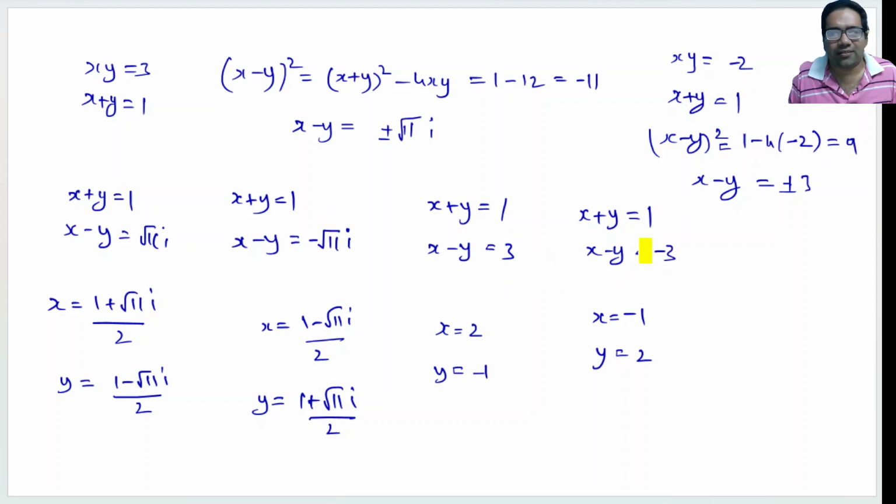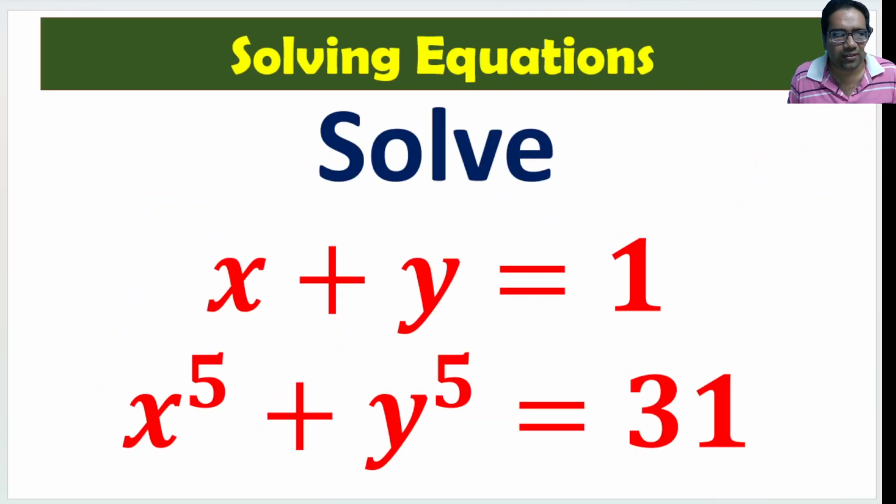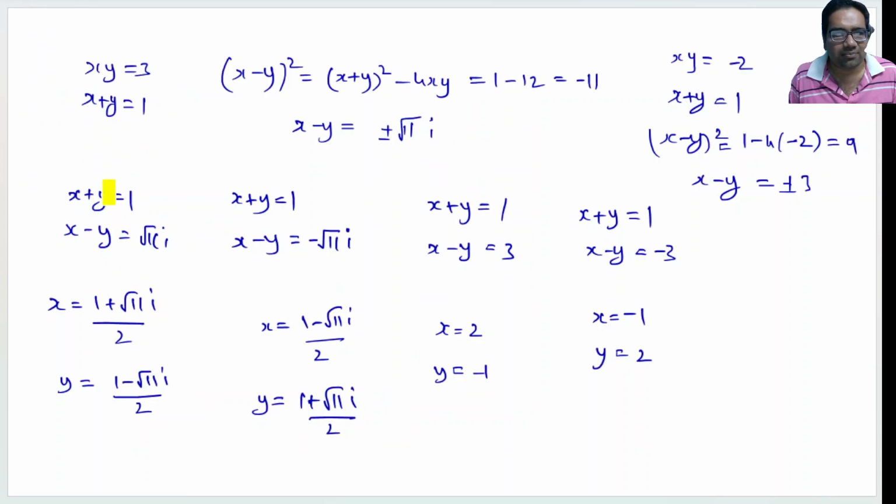So we have four sets of equations that will satisfy the original set of two equations. If you simply solve, 2x equals 1 plus root 11i, so x becomes 1 plus root 11i by 2. y is 1 minus x, which is 1 minus root 11i by 2. Here 2x equals 1 minus root 11i, so x becomes 1 minus root 11i by 2, and y is again 1 minus x.